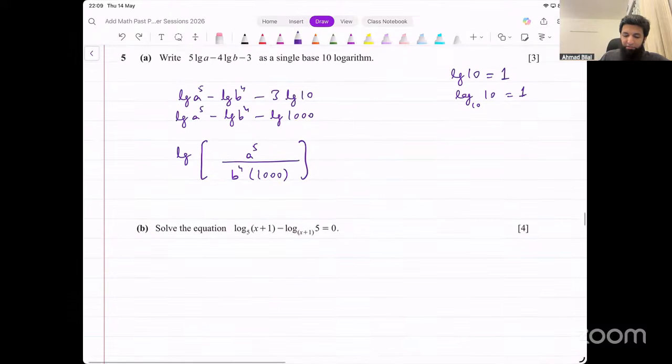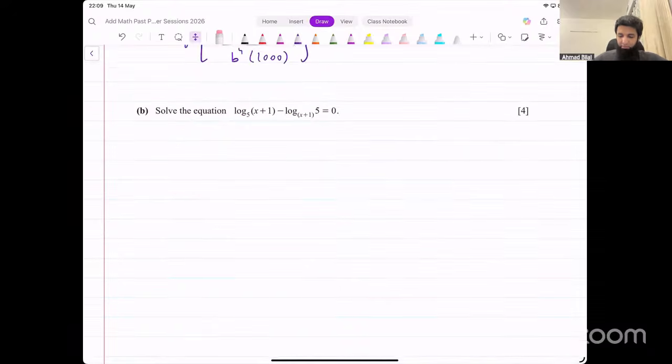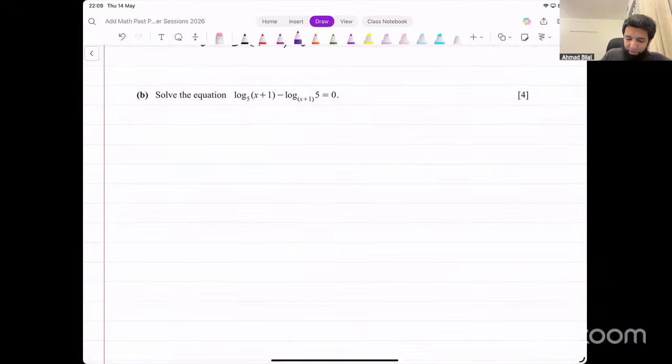Now they're saying solve this equation. Solve means you have to find the value for x in this. How do you find the value for x? Log of x plus 1 with base 5, log of 5 with base x plus 1. We have different bases. Now, when we have different bases, we need to use change of base law to make the bases the same, right? Let's do that. Let's make the bases the same.